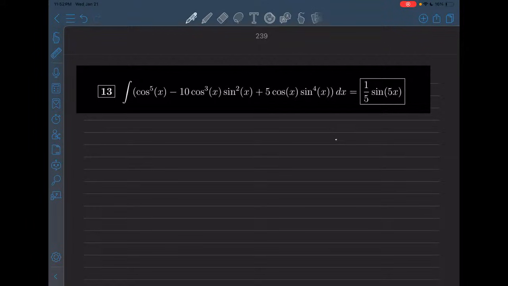How should we do it? From the answer, I can guess that the whole integrand is just cos of 5x, right? I can guess that. But we don't really know that immediately. How do we know that this whole thing is just cosine of 5x? We don't know that.